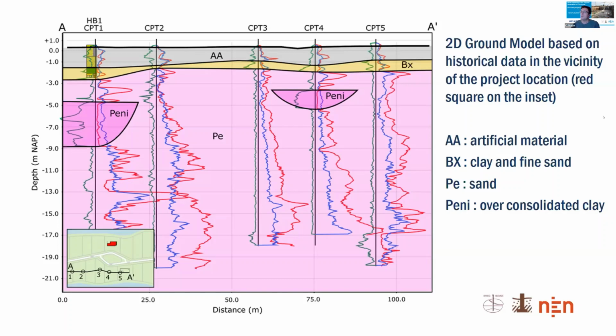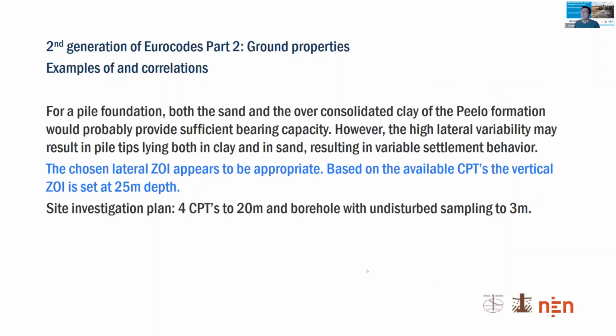But for building a house, this might be a little bit problematic. For a pile foundation, both the sand and the over-consolidated clay of the Pilo formation, that's the PE in the drawing before, would probably provide sufficient bearing capacity. However, the high lateral variability might result in pile tips lying both in clay and in sand, thus resulting in a variable settlement behavior. The chosen lateral zone of influence appears to be appropriate. And based on the available CPTs, the vertical zone of influence is set at 25 meters.